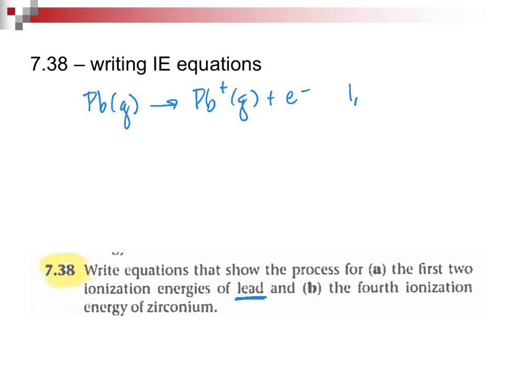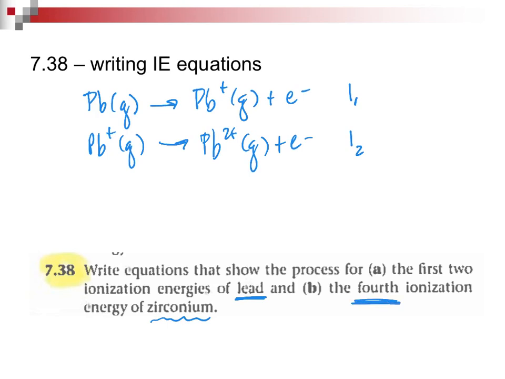What if someone said to write the first two? This one is the I1. How would I write the I2? I would take that Pb+ as a gas, and I would make Pb2+ as a gas plus an electron. That would be my I2. Same thing with zirconium, but it says here 4th ionization. So for zirconium, I would begin with the 3+ in the gas phase, and I would form zirconium 4+ plus an electron. I better not forget the gas.